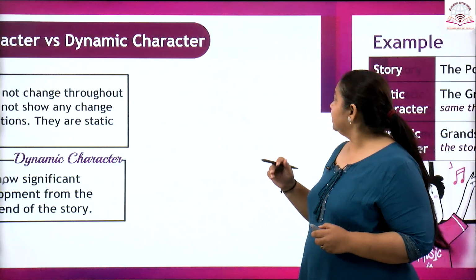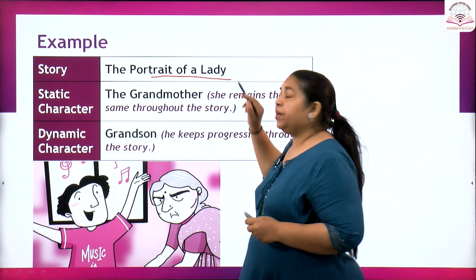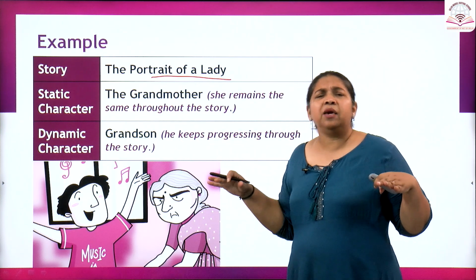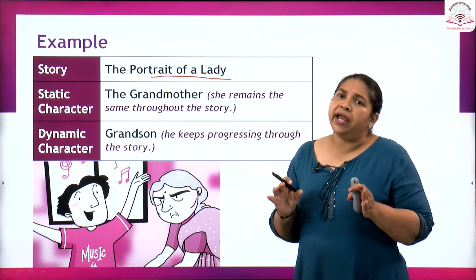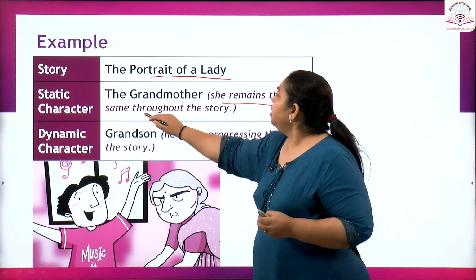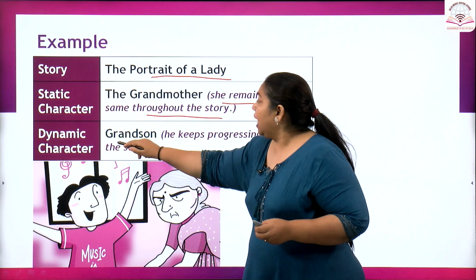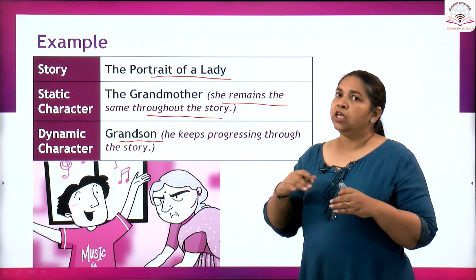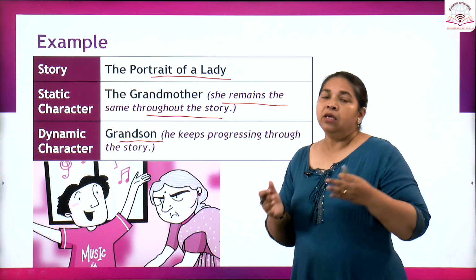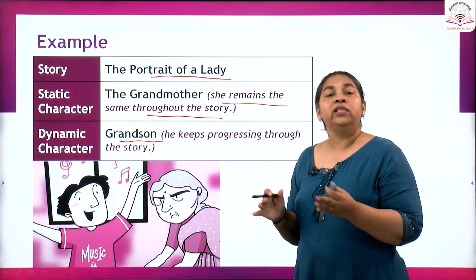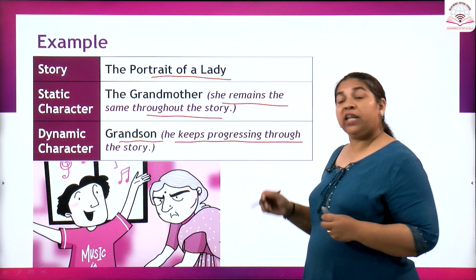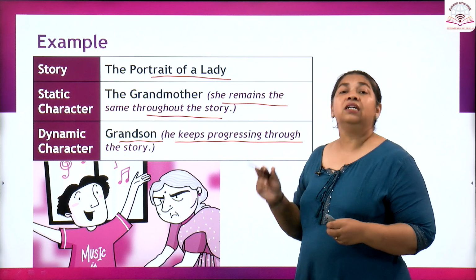Come, let's look at an example. The story, The Portrait of a Lady. The grandmother remains the same religious woman, very quiet, very peace-loving, and she doesn't change in the entire story. She remains the same. But the grandson, from childhood, grows to an adult man. He gets education at various levels. He goes to the village school, then the city school, then he goes to a foreign country for higher education. So he keeps progressing through this story. So he is a dynamic character.